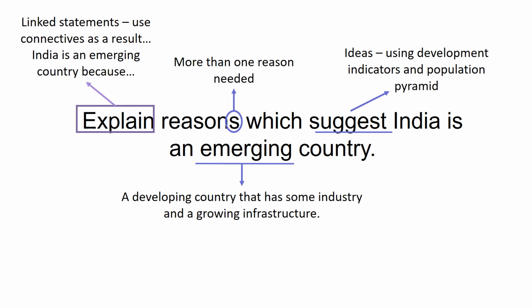We now need to apply our knowledge to a question. Please write out and annotate the question as I have. I would spend 6 minutes answering this question. Please look back at the development indicators from the table and the population pyramid. How do we know that India is emerging? It's no longer developing, it's not a poor country, but how do we know it's not quite yet a rich, developed country?